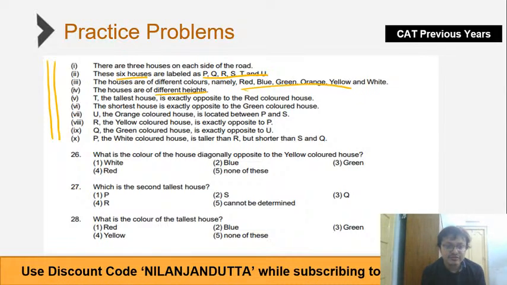There are 3 questions in that set from the CAT previous years. The first one is: what is the color of the house diagonally opposite to the yellow colored house? The second question is about the second tallest house, and the third is: what is the color of the tallest house? These are the 3 questions that are there in the set.